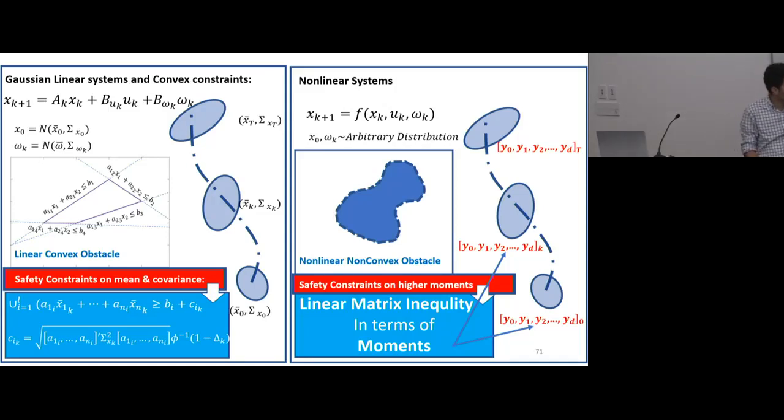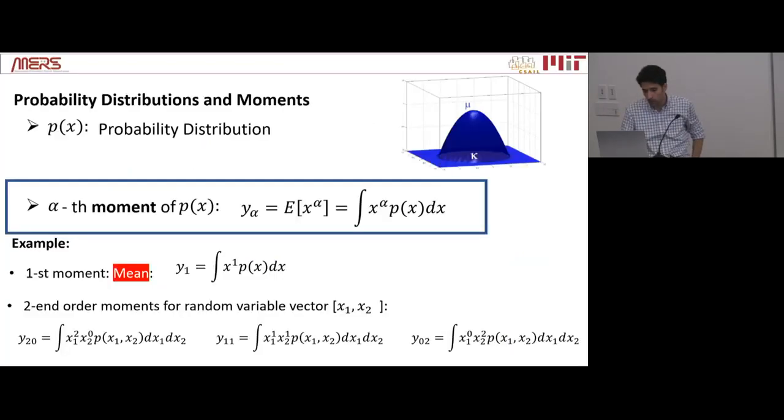So we know what an LMI is. We saw that in the previous approach, a linear matrix inequality. So first, let's see what a moment is. For a given distribution, a moment is described as this expected value. The moment of order alpha is the expected value of x to the power of alpha. So what is the first order moment? Moment of order 1, where alpha is 1.